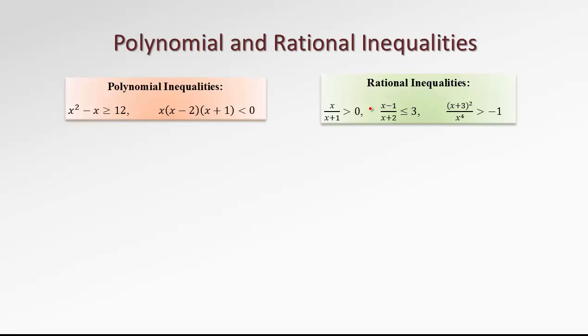Rational inequalities look like this. We may have a rational expression and compare it to 0, or we may have two rational expressions on both sides of the inequality. Obviously, such inequalities can be converted to the first case.